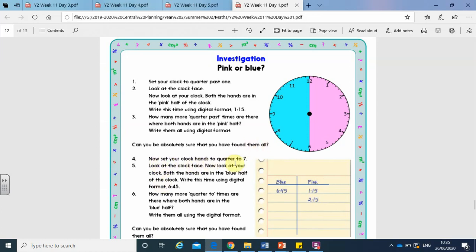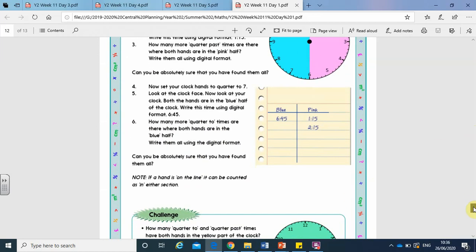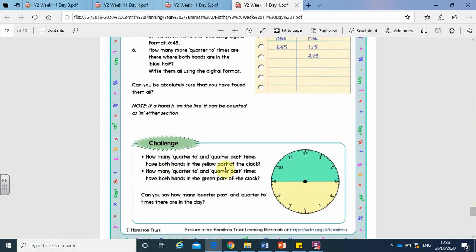Number 4, now set it to quarter past 7. You're going to be looking on the blue side. Look at your clock, both hands on the blue side, using this time, 6:45. How many quarter to times when they're all on the blue half? And a final little challenge for you there. How many quarter to and quarter past times are in both hands in the yellow part of the clock? How many quarter to and quarter past when they're in the green part of the clock? And again, this takes a little bit of thinking, might take a little bit of practice. That's part of the fun.